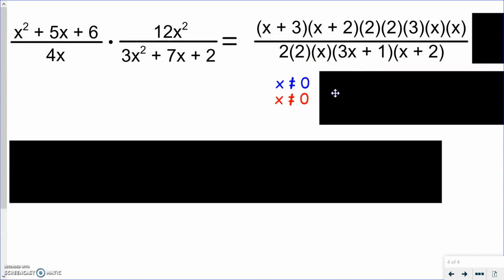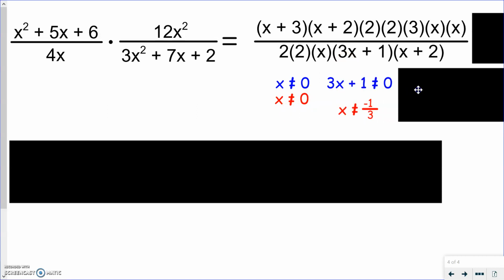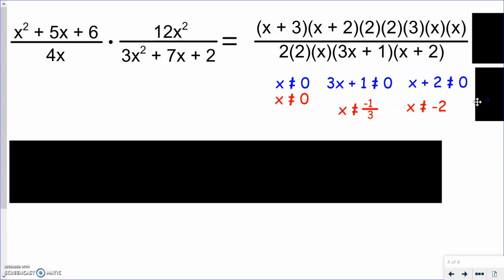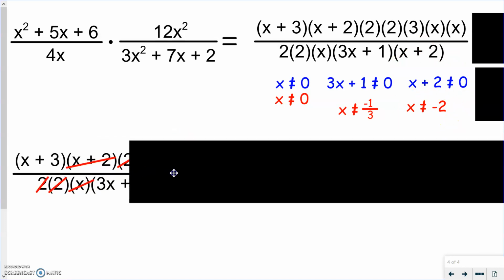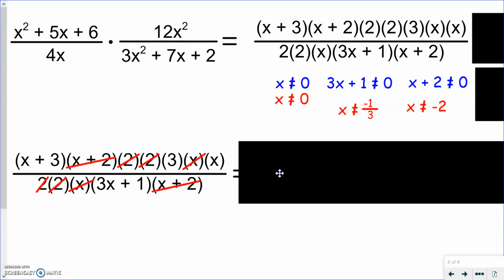This next one, 3x plus 1, cannot equal 0. So you have to subtract 1 first, and then divide by 3, meaning x cannot be negative 1 over 3. Then x plus 2 cannot equal 0. Solve, subtract 2 from both sides, get x cannot equal negative 2. Found my restrictions, now I do the crossing out step. So you see x plus 2, cross out x plus 2. This 2 crosses out 1, 2. This other 2 crosses out another 2.